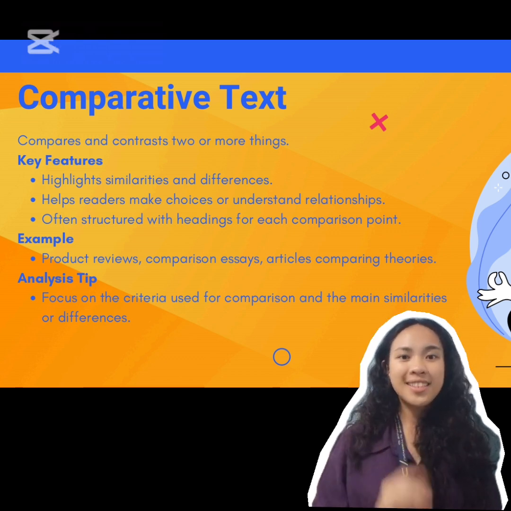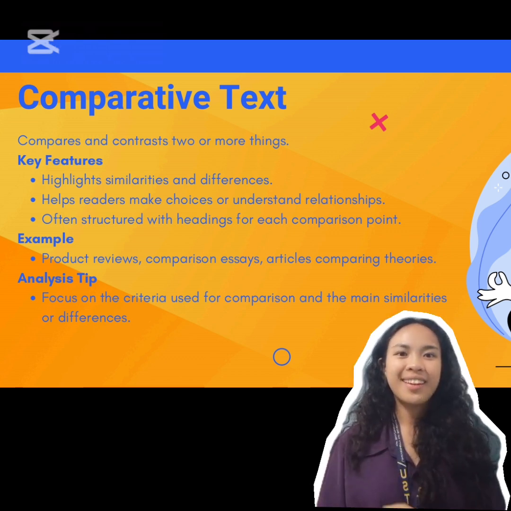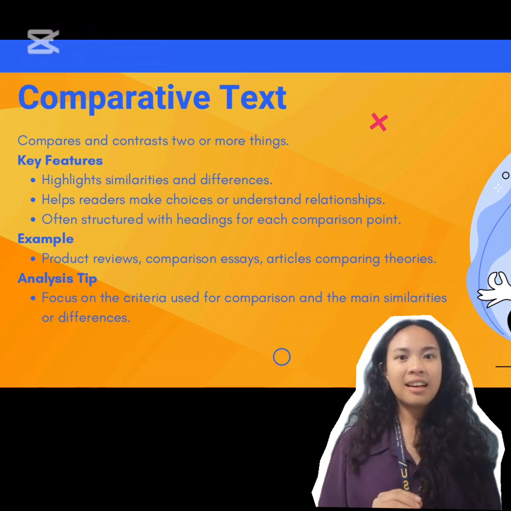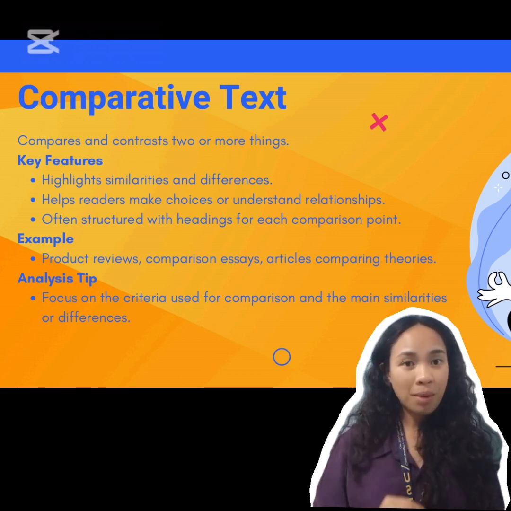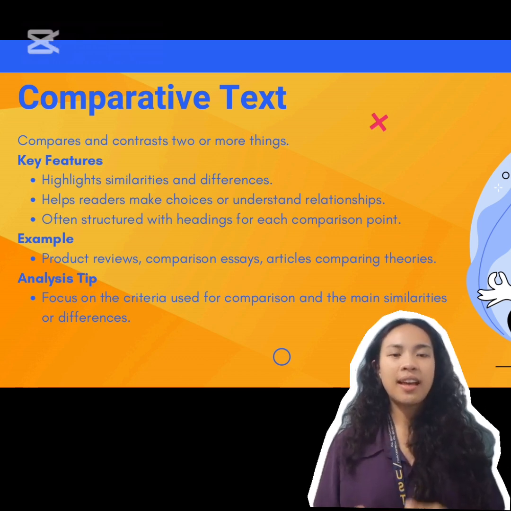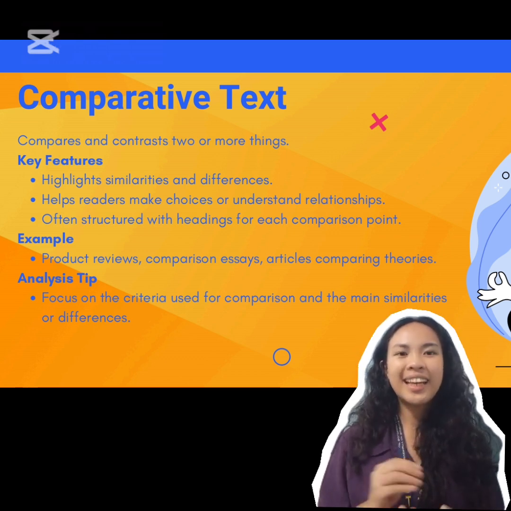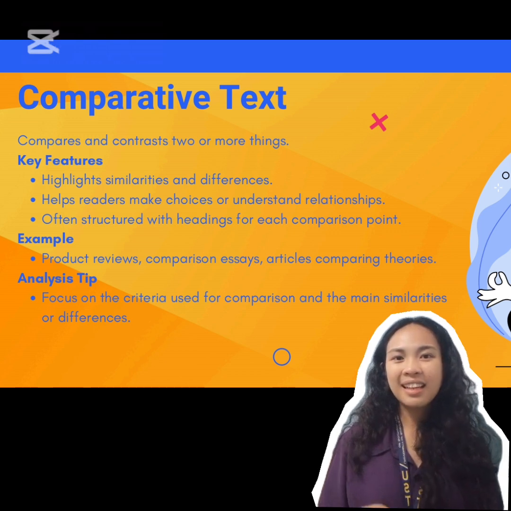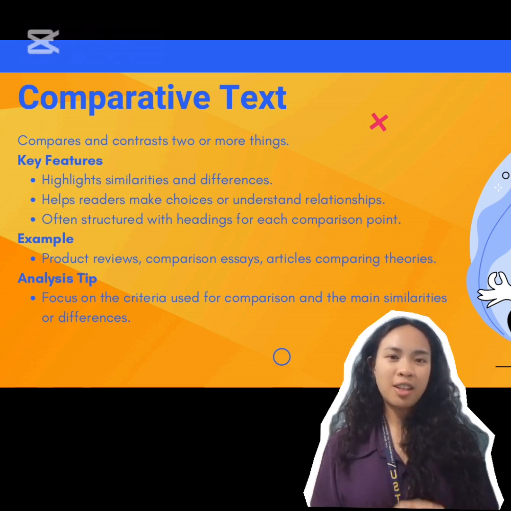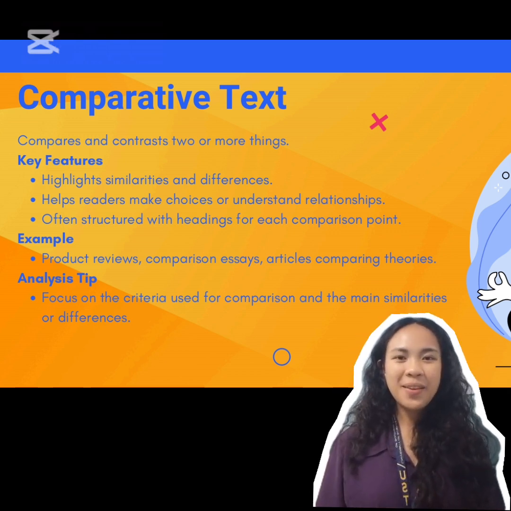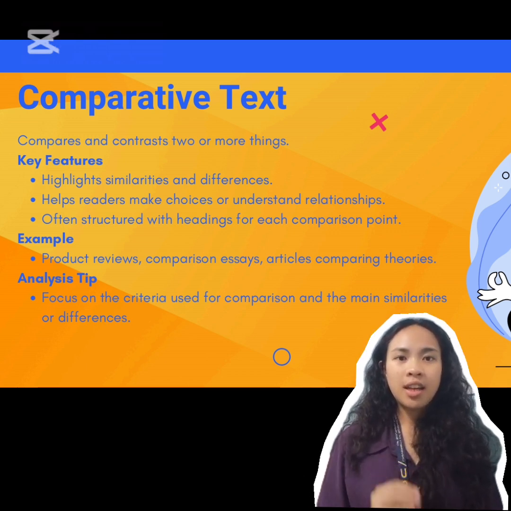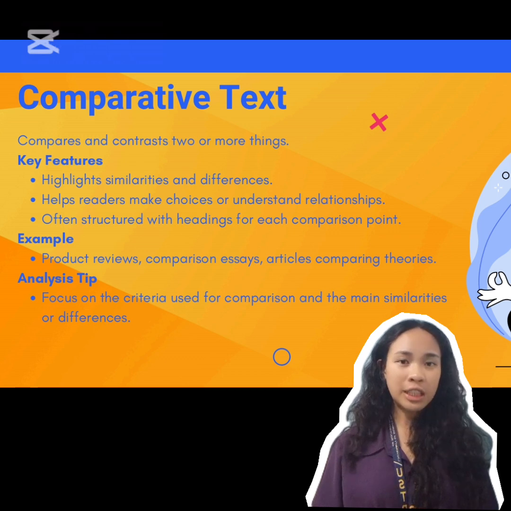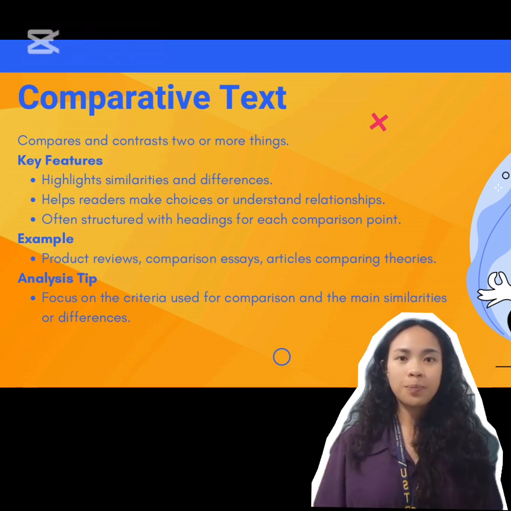Thirdly, we have clear structure. It is the organized comparison. It organizes the comparison logically using headings and subheadings to separate different aspects. And lastly, we have conclusion. In conclusion, it summarizes the key findings and offers final judgment and recommendation. So that would be all for comparative text.